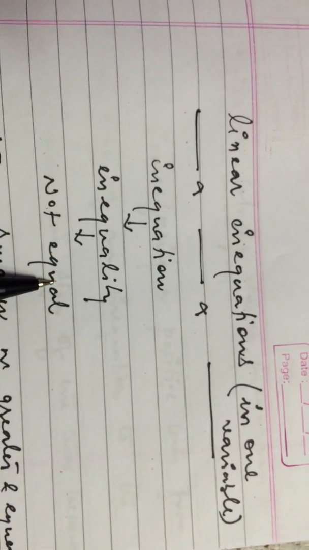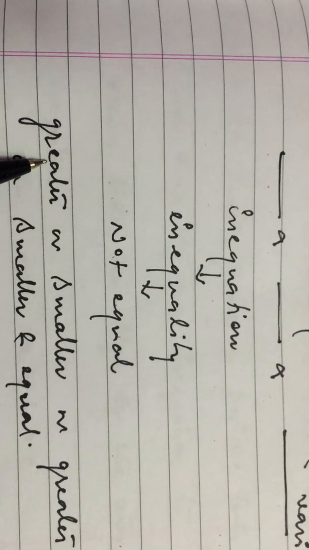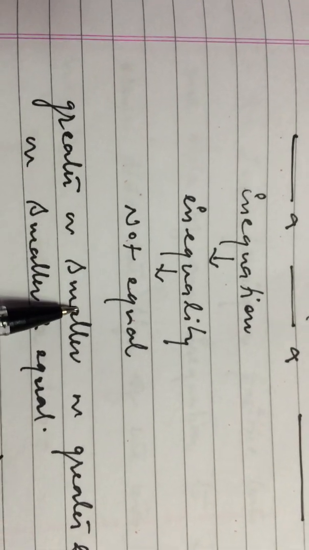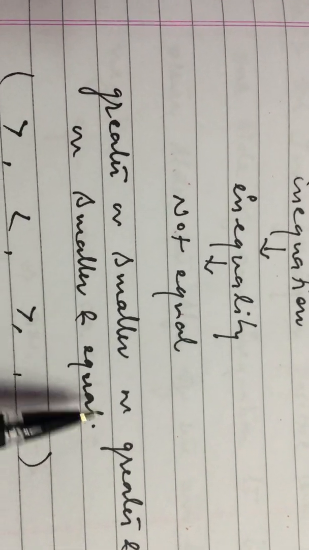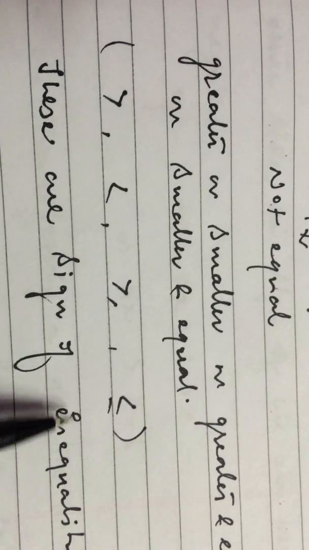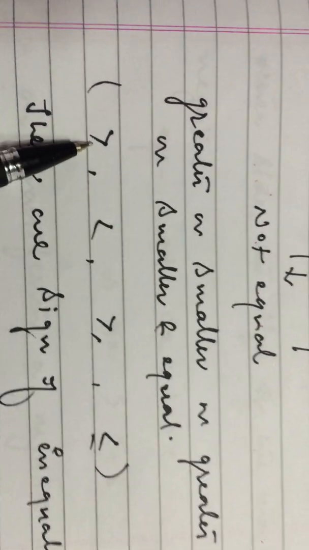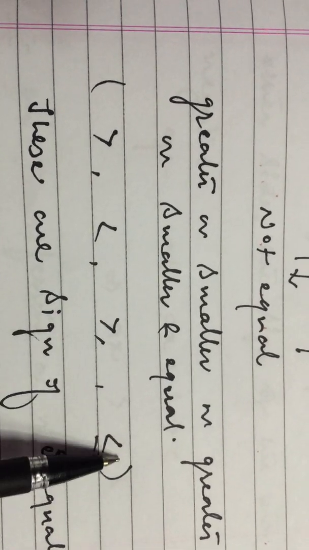If any two terms are not equal, it may be that the terms are greater, smaller, greater and equal, or smaller and equal. These are the signs of inequality: greater than, smaller than, greater than or equal to, smaller than or equal to.